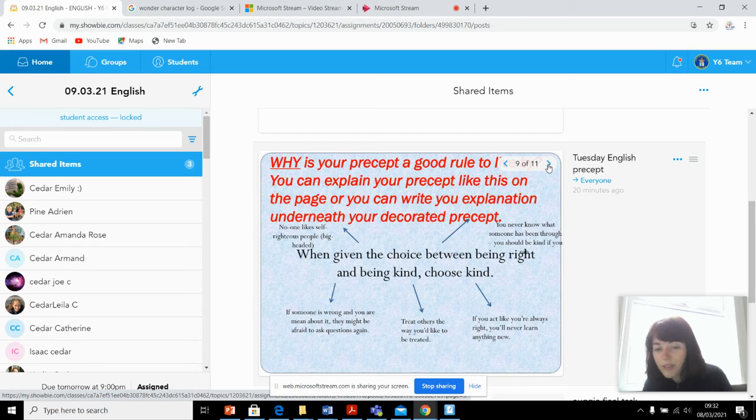Okay? But you could set it out like this, but beautifully decorate with bubble writing and write it beautifully in coloured pencils, your precept. And then around it with arrows, you could explain it like that. Or you could put a little paragraph underneath where you explain your precept. Okay?